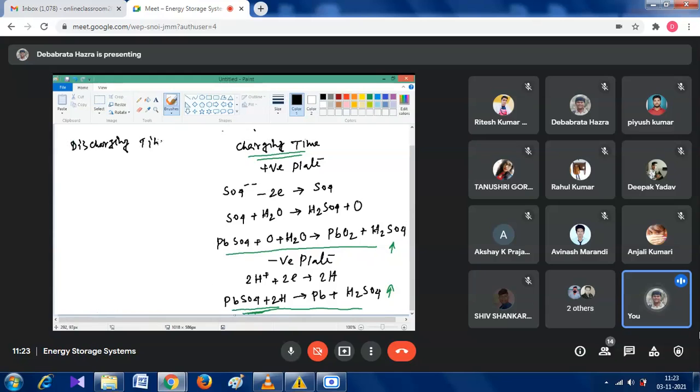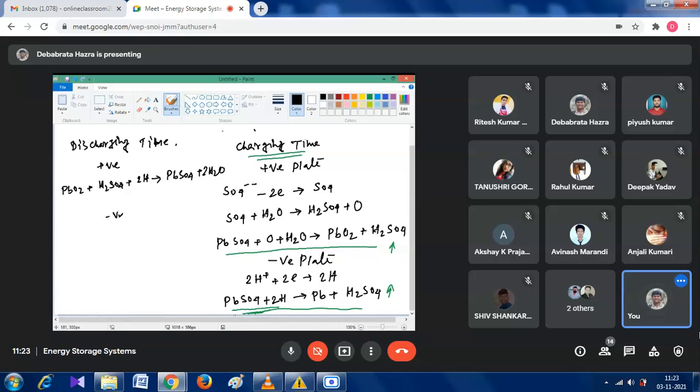In discharging time, what will happen in the positive plate? PbO2 reacts with H2SO4 and two hydrogen. It creates PbSO4 and 2H2O.